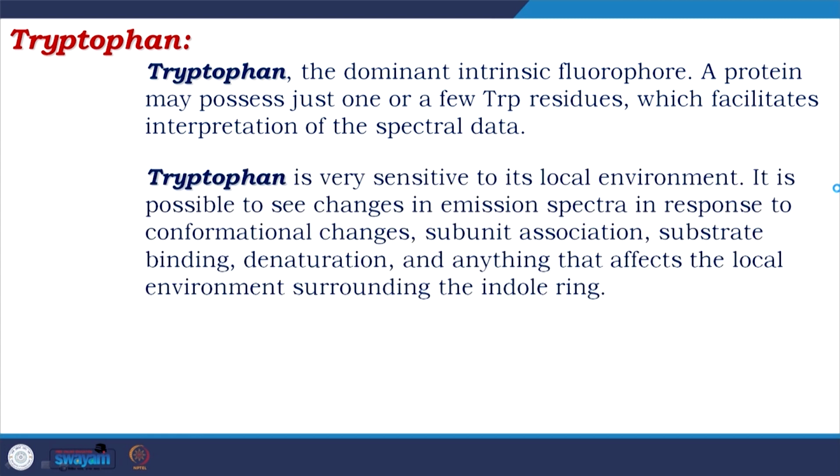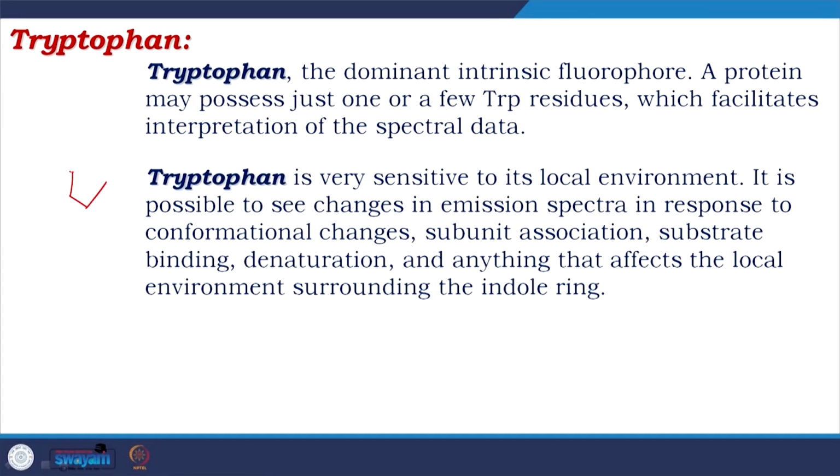Tryptophan is very sensitive to its local environment. It is possible to see changes in emission spectra in response to conformational changes, subunit association, substrate binding, denaturation and anything that affects the local environment surrounding the indole ring. The indole ring has the region of the fluorescence, but here is something else. What is something else? See, tryptophan is quite a big molecule. This is the tryptophan moiety, right?